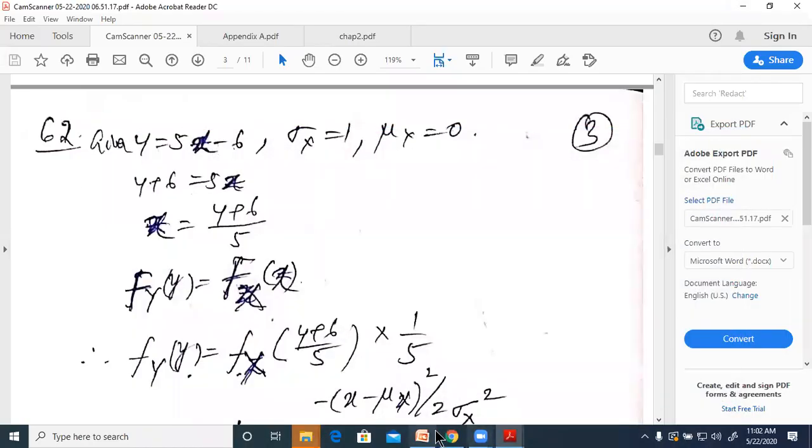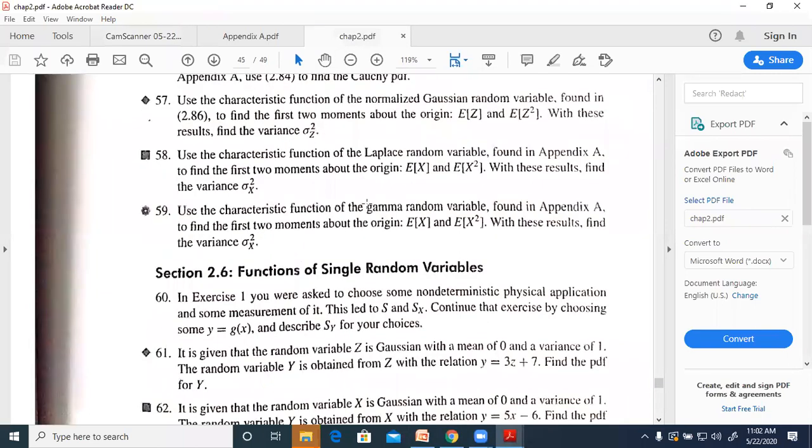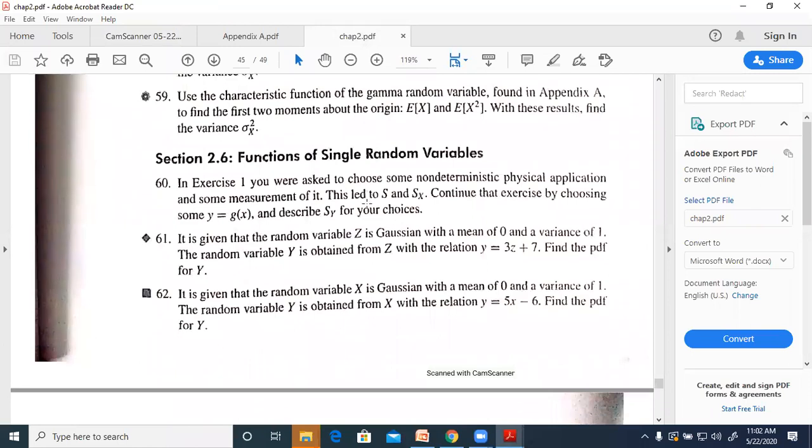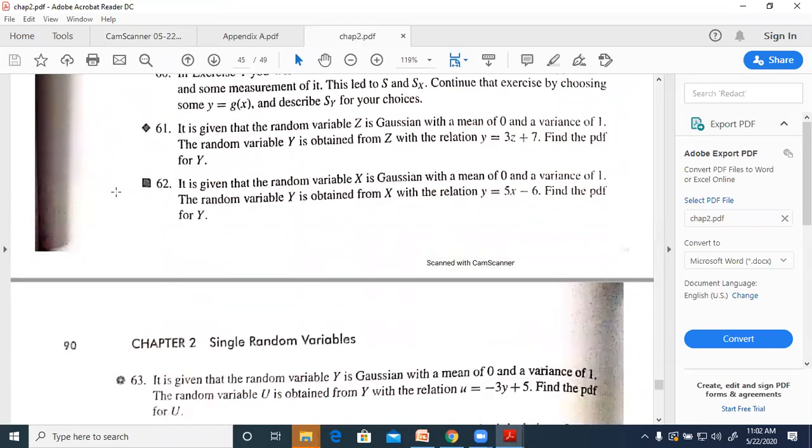Yes, 62. So in the 62, let us see the question. If you see, 61, 62, and 63 all are the same, I have taken 62. It is given that the random variable x is Gaussian with a mean 0 and variance 1. The random variable y is obtained from the relation y equal to 5x minus 6. Find the PDF of y.